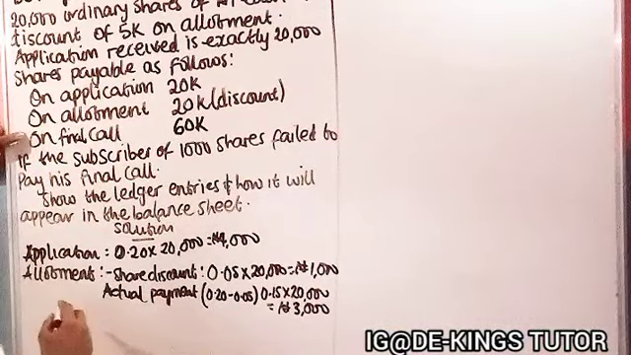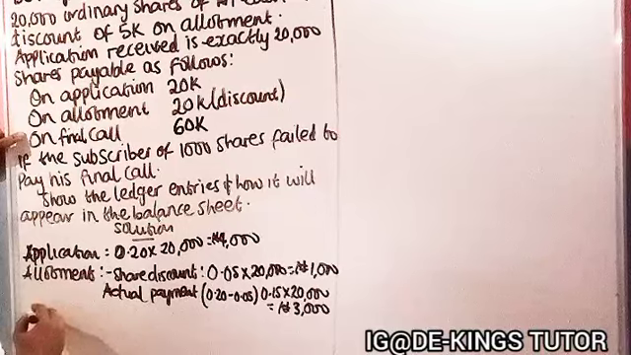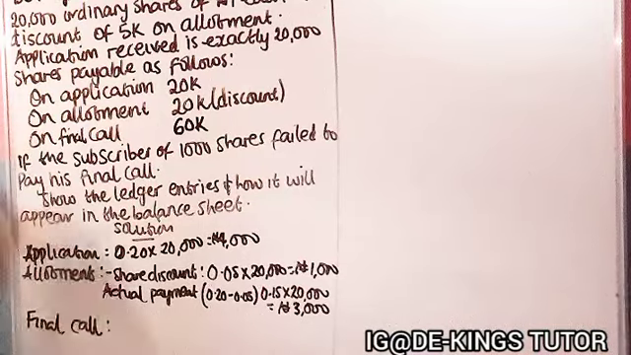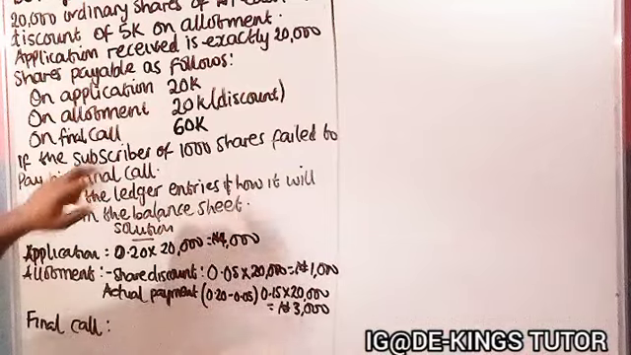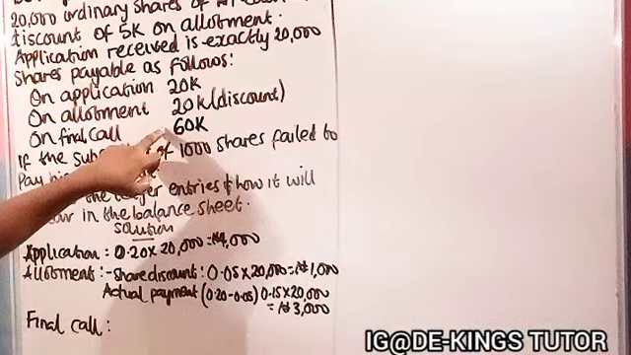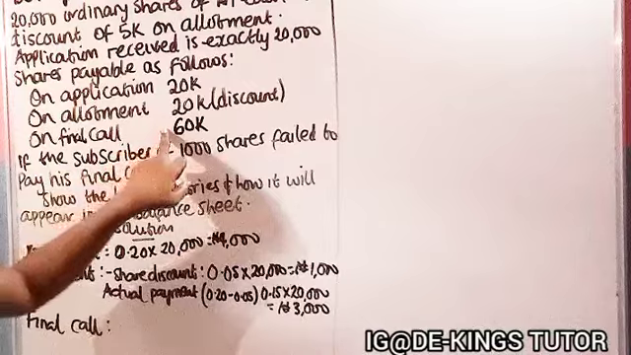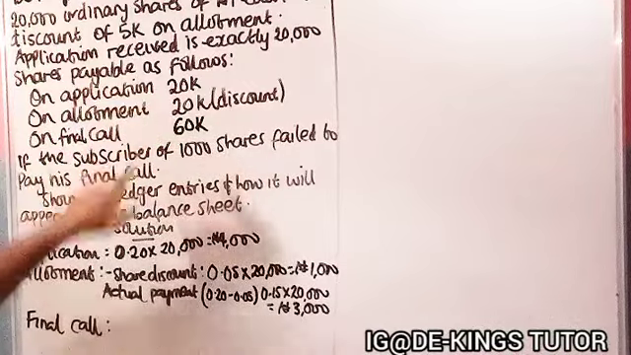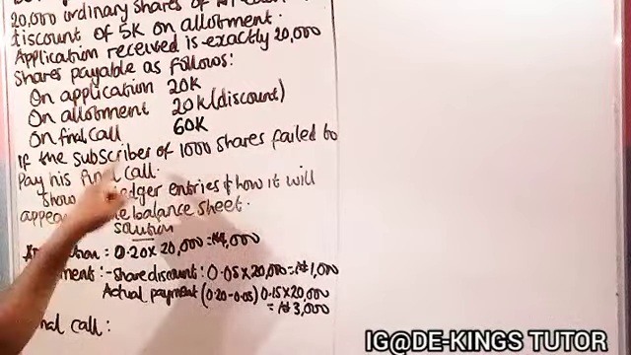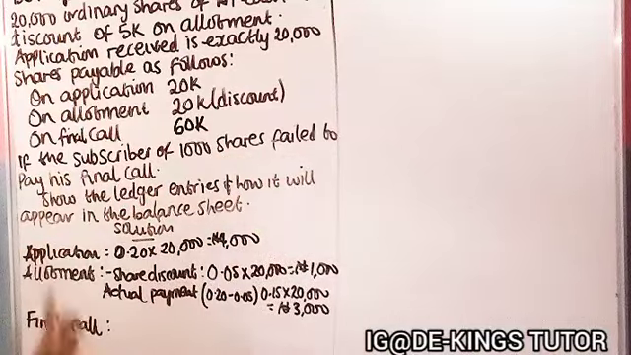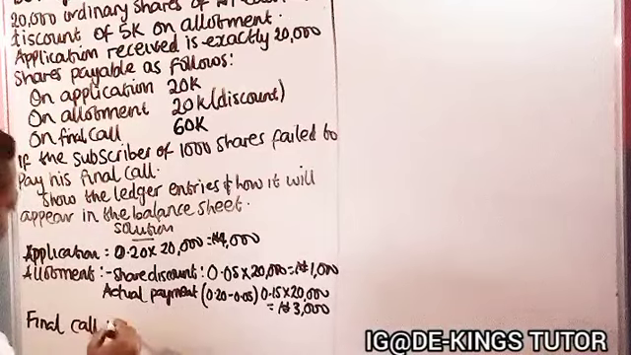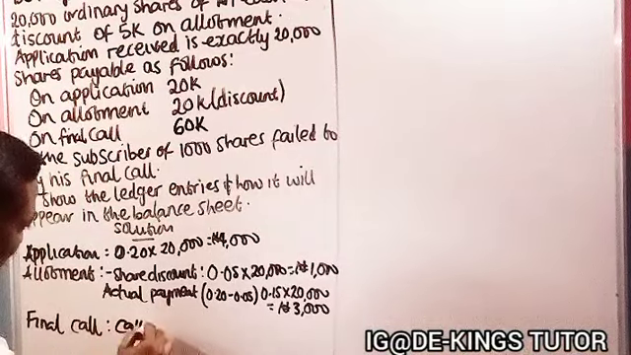The next one is on final call. They said on final call it is 60 kobo, and it is on this final call that the 1,000 subscribers fail to pay. That is where there is a call in arrears. So we're going to check the call in arrears.